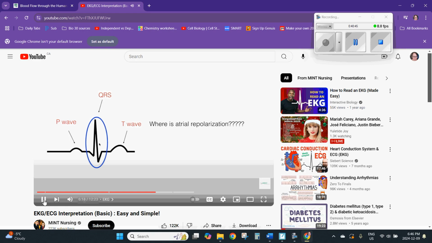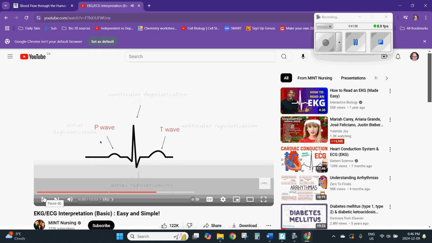So basically what he's saying here is when the atria contract, they still have to relax, but that relaxation is found within the QRS complex. So that would be the repolarization of the atrium as well as the ventricles contracting.